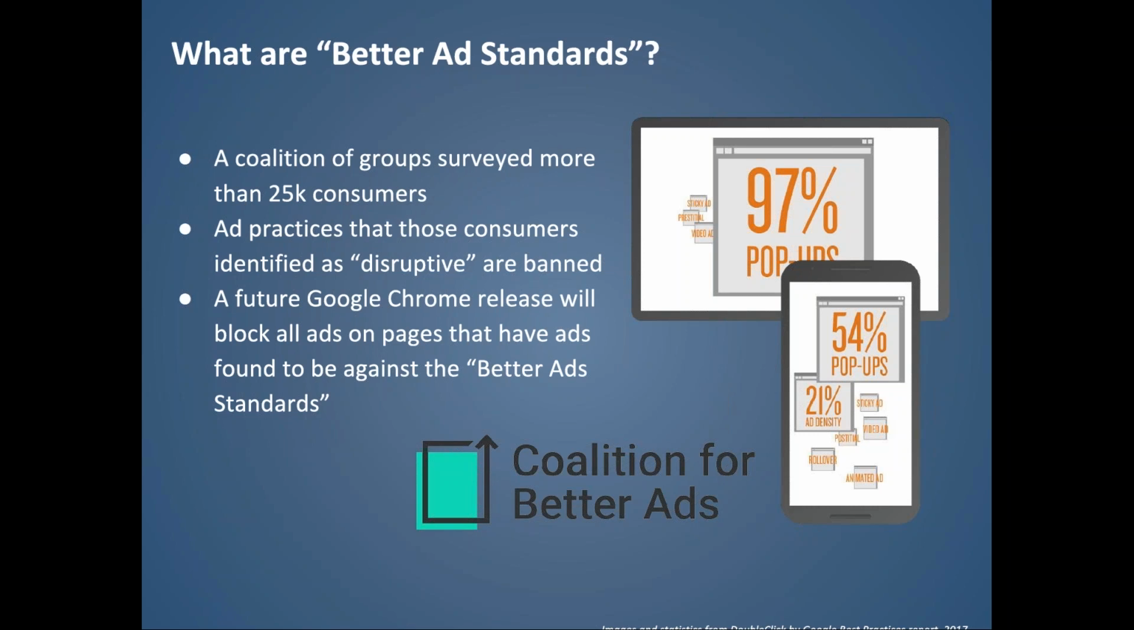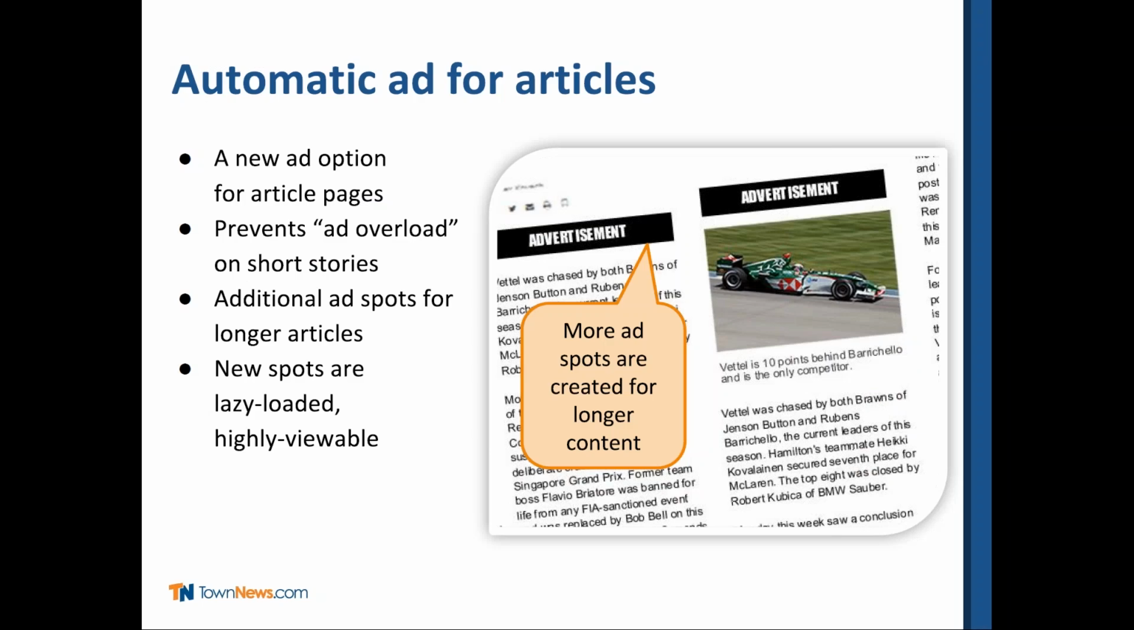So a couple of them to talk about. The first one is something that we released a couple weeks ago called automatic ads. And there are two different pieces to this that are really important. The first one is that, and we've been getting a lot of feedback, especially on our community forum, from customers who, number one, on really short stories, say 1 or 2 paragraphs, those short stories had too many ads on them.